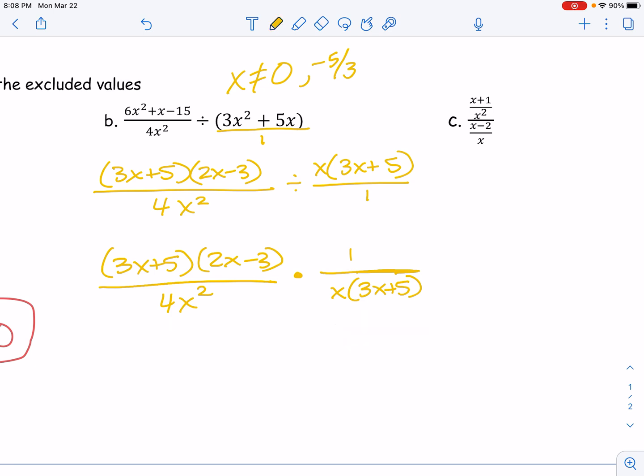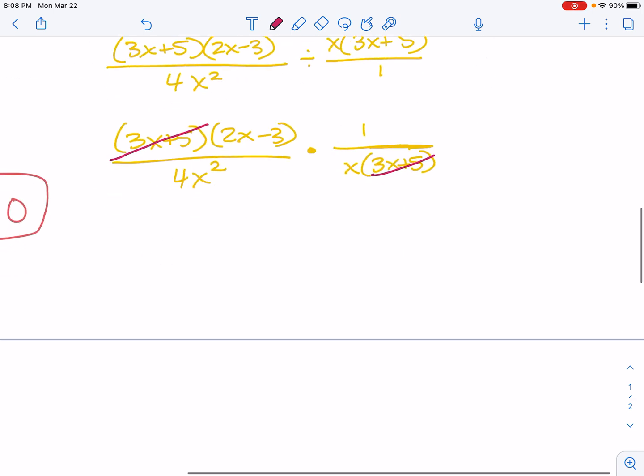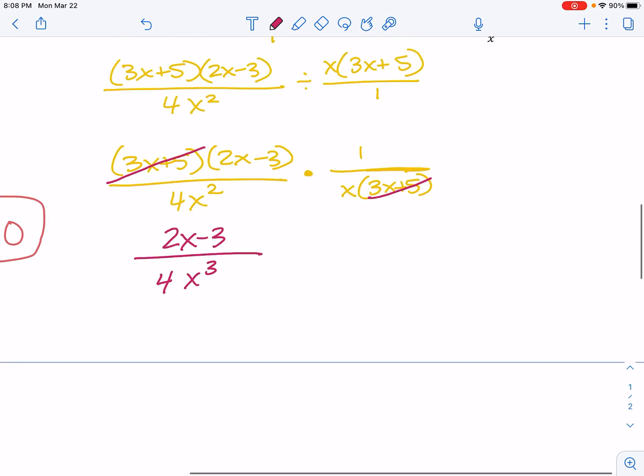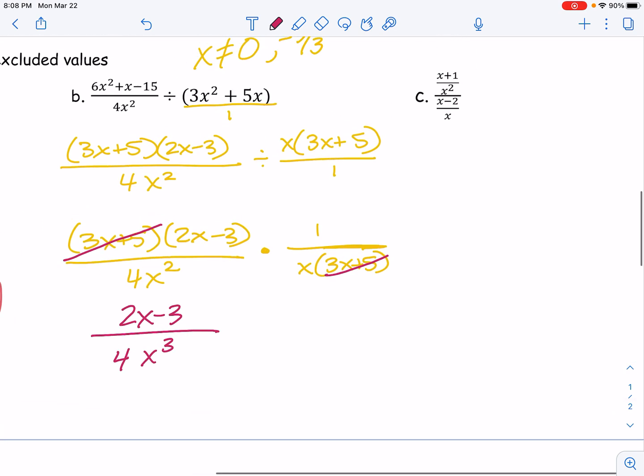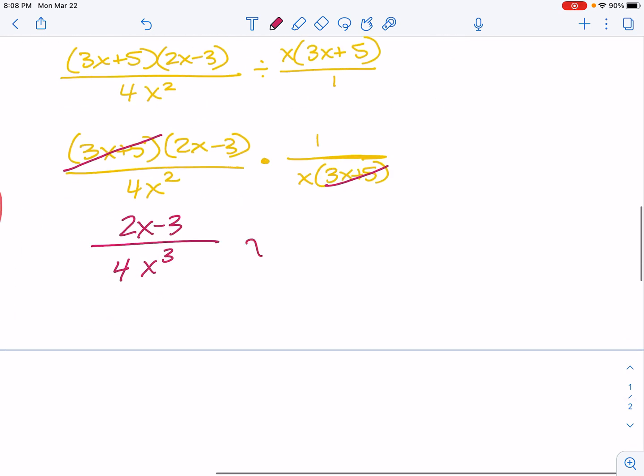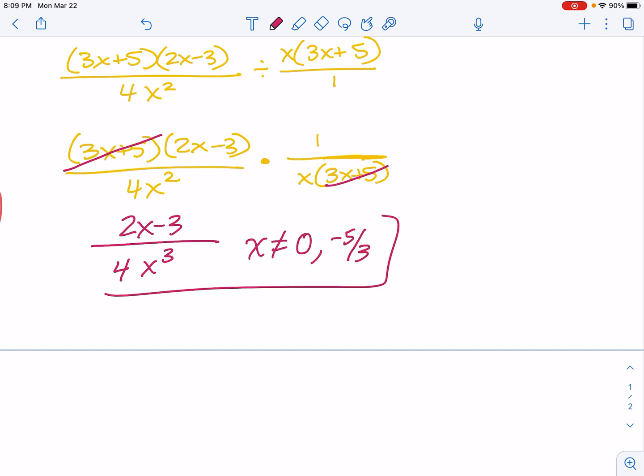So now I actually want to see if anything cancels. 3x plus 5 cancels. And looks like that's about it. So now I'm going to multiply, and I get 2x minus 3 over 4x squared times x is x cubed. And there is no new domain restrictions, excluded values. So it's still just x cannot be 0 or negative 5/3. Final answer.